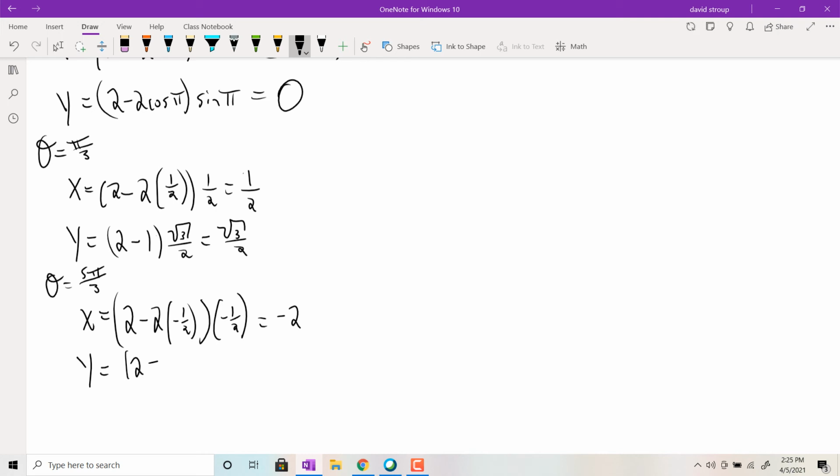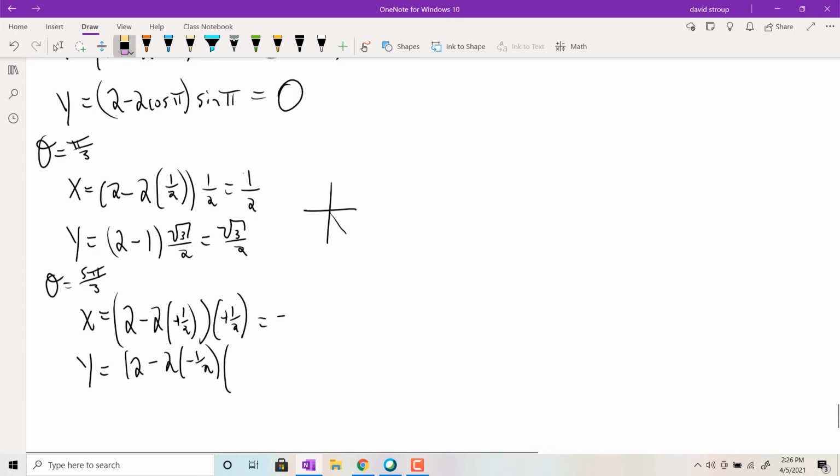This will be 2 minus 2 times negative 1/2 times sine of 5 pi over 3. Which quadrant is that? This is 3 pi over 3, 4 pi over 3, 5 pi over 3. Actually, cosine is positive in that quadrant. Sorry. So this will be positive, positive. That will just go back to 1/2 then. 2 minus 1 is 1 times 1/2 is 1/2. And then this guy, sine is negative though, so negative root 3 over 2.